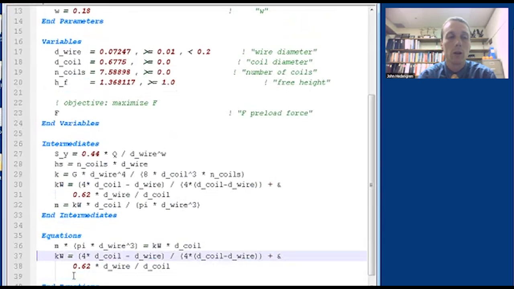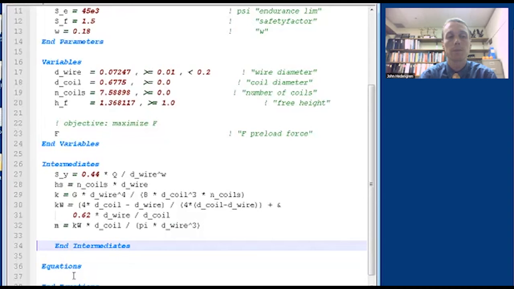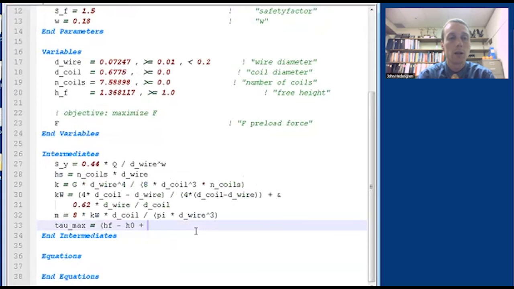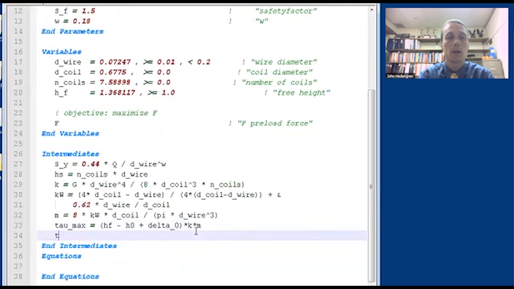Let me go back up to the intermediates section, and we'll finish with these. Tau max equals 8. Frank, I like your suggestion of including the 8 in there, so I'm going to do that for these. Just remind me to put the 8 into the other ones below. So HF minus H0 plus, what did I define the delta naught? Okay, delta naught, times K times M. That's my tau max, and then my tau min is 8 times HF minus H naught times K times M. So that's tau max and tau min defined as intermediate values.